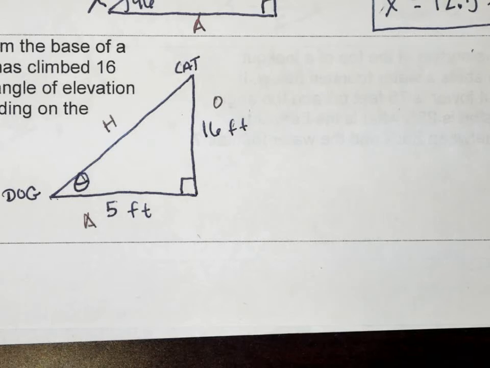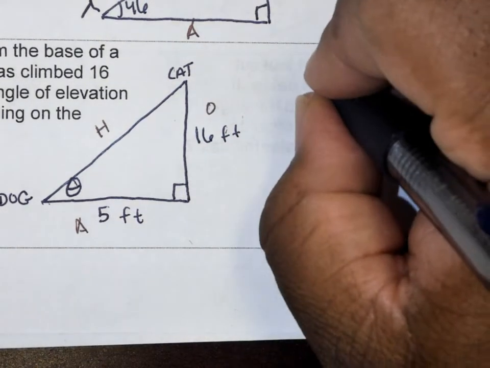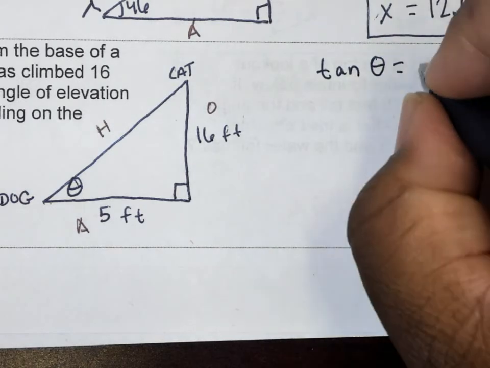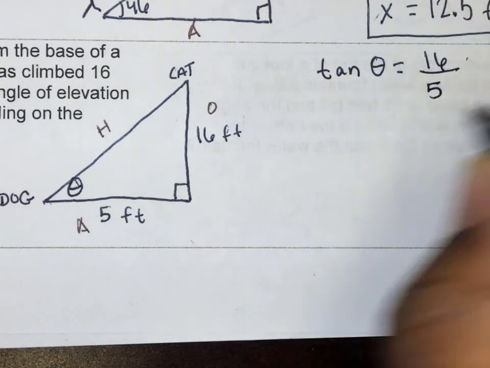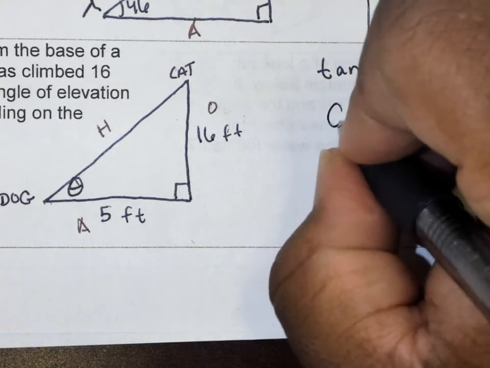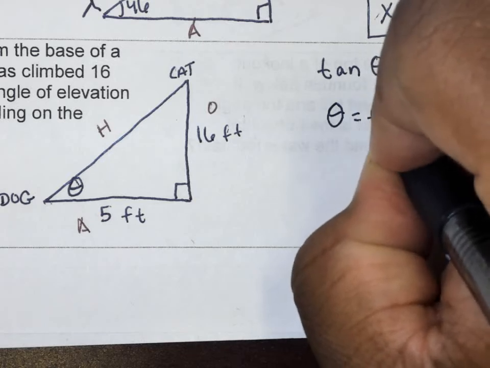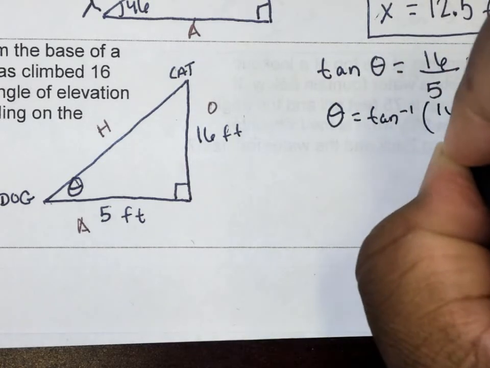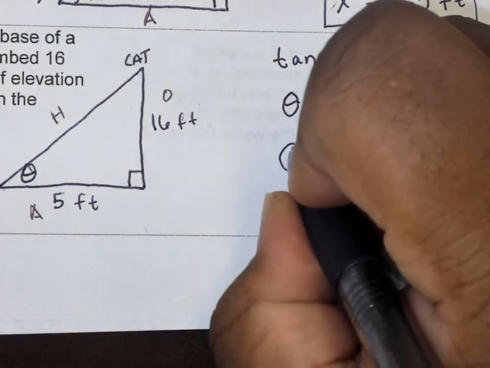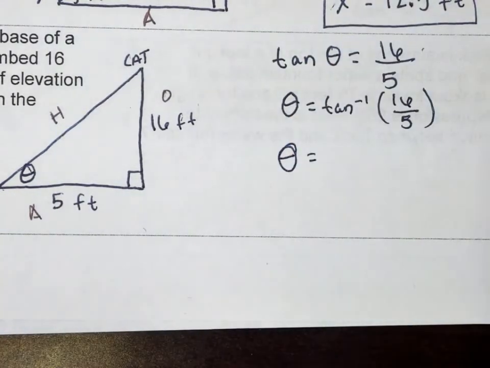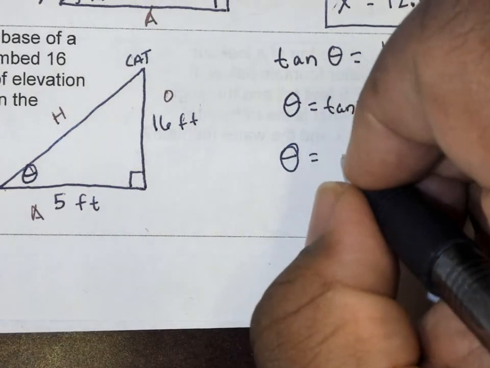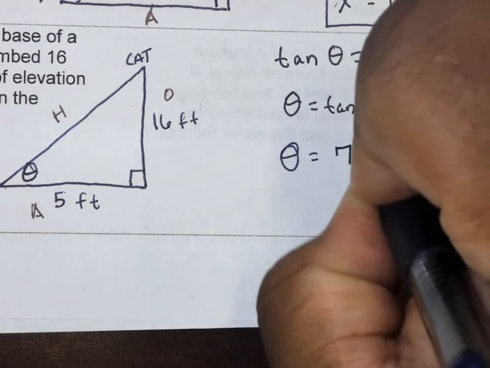Go ahead. Tangent. See what tan of theta equals what over what? 16 over 5. Then on this one you should understand that you're missing your angle, so y'all doing inverse. Tan inverse, parentheses, 16 over 5. What you got? Alright. Yeah. 72.6 degrees.